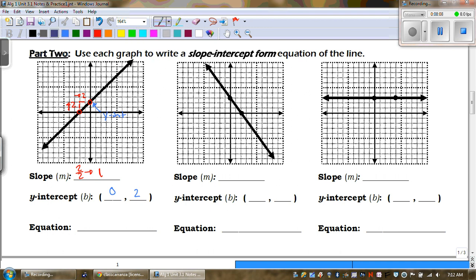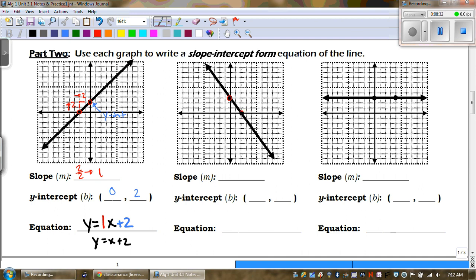So when we're done, we take all of that information and we get y equals 1x plus 2. And the other way you'll see that is just y equals x plus 2. Okay, those are saying the exact same thing.